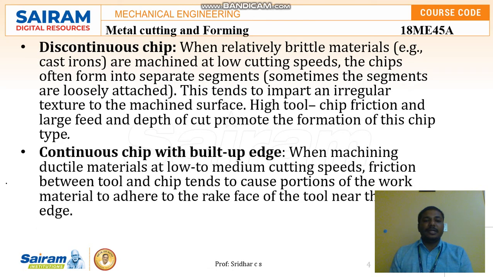When machining ductile materials at a low to medium cutting speed, the friction between the tool and the chip tends to cause a portion of the work material to adhere to the rake face of the tool near the cutting edge. So continuous chips with built-up edges are formed when machining ductile materials at low to medium cutting speed, because the friction between the tool and the workpiece causes the work material to adhere to the tool near the cutting edge. Because of that, small edges will be formed on the surface of the workpiece.